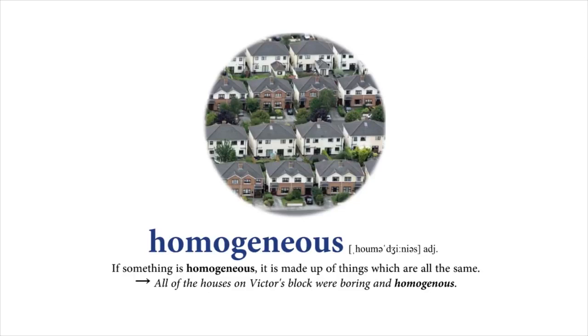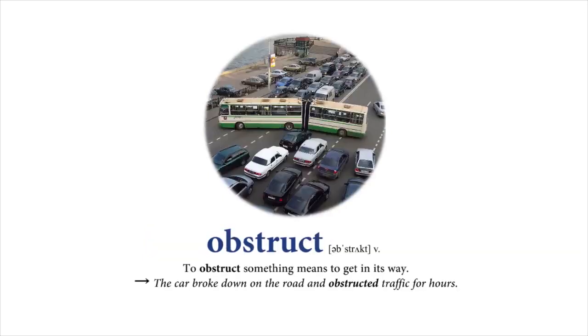Homogeneous. If something is homogeneous, it is made up of things which are all the same. All of the houses on Victor's block were boring and homogeneous. Obstruct. To obstruct something means to get in its way. The car broke down on the road and obstructed traffic for hours.